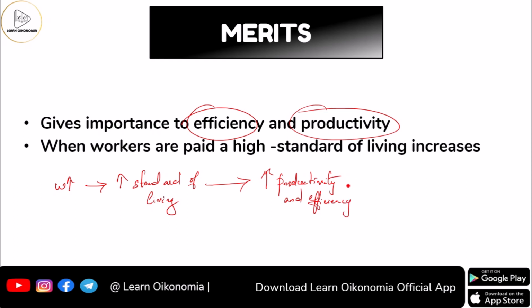Again, this high productivity will lead to high wage, because whenever workers' productivity increases, that will make the employers give them high wages. Again, this will be increasing their standard of living. Again, we could see that this will be increasing their productivity. So that is why I told you that there exists some mutual connection here. Production and productivity would increase.